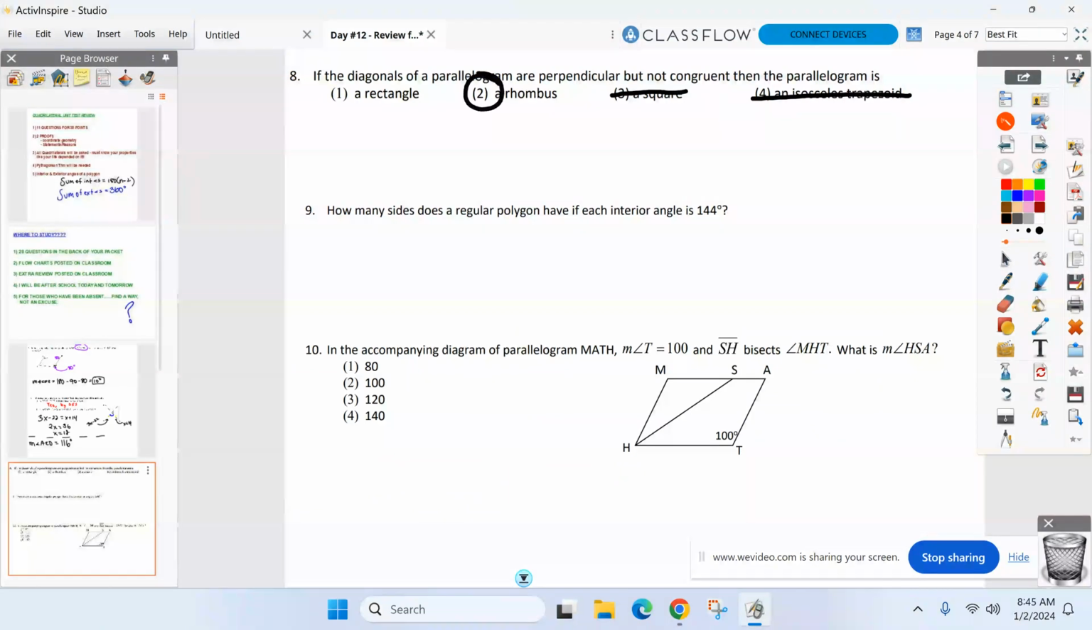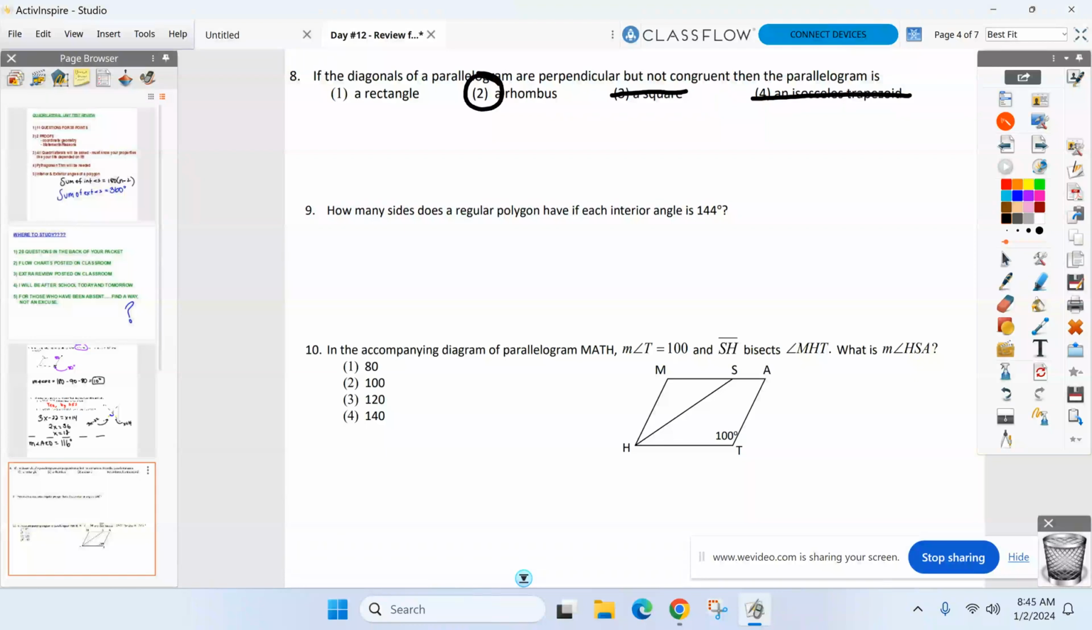I don't have any teaching strategy there for you other than we got to know the properties, right? Okay. Diagonals of a rectangle are congruent. Diagonals of a rhombus are perpendicular. They form right angles. All right. Not much else to say there. Let's go on to 9.